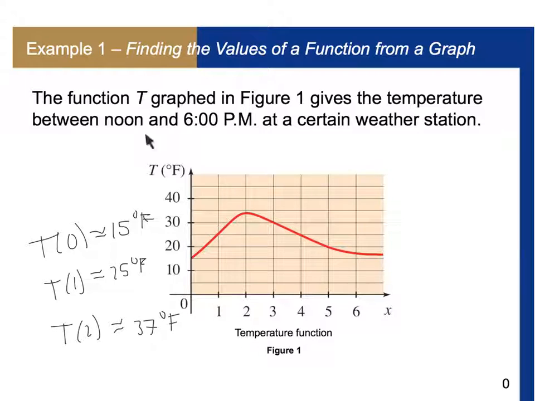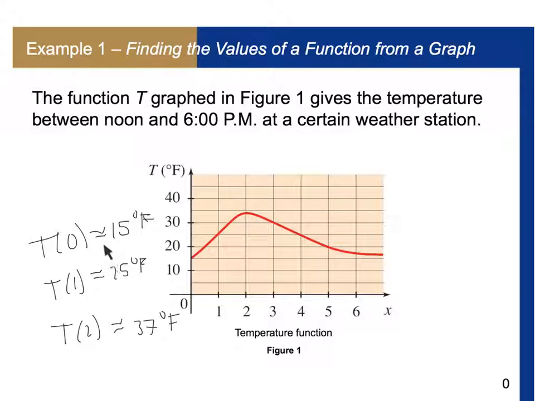For example, here's a graph of the function capital T, which gives the temperature between noon and 6 p.m. at a certain weather station. So our x is the time. Noon would be 0, 1 for 1 p.m., etc., up to 6 p.m. So the temperature is the height of the graph. The time at noon is 0, and the temperature is 15. So T of 0 is about 15 degrees.